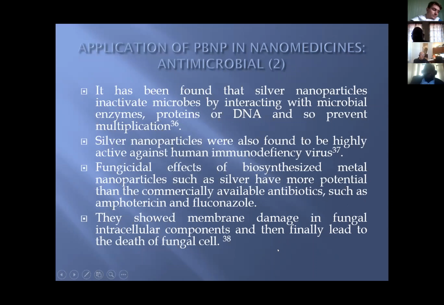Now, you may want to ask how these nanoparticles destroy microbes. They act at the genetic level. They destroy the DNA and protein synthesis, and so prevent replication of the microbes. And they have also found that silver nanoparticles are very useful in suppressing the HIV virus. They also have a fungicidal effect because they can penetrate the fungal cell wall.